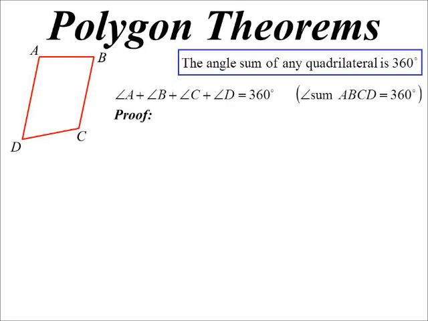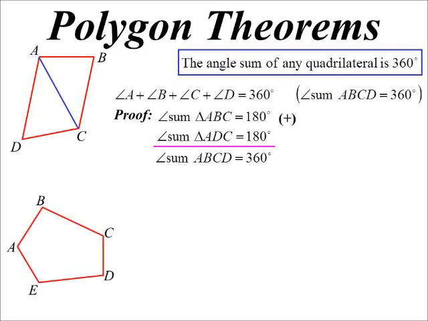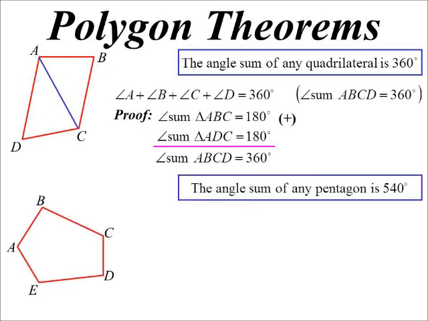The proof's quite easy, really. All I need to do is draw a diagonal, and I've changed the shape now. Instead of being a quadrilateral, I can think of it as two triangles. And I know the angle sum of each of those triangles is 180 degrees. Therefore, the angle sum of the whole shape must be 360 degrees. I could do that for any polygon. So here's a pentagon. The angle sum of this one turns out to be 540.